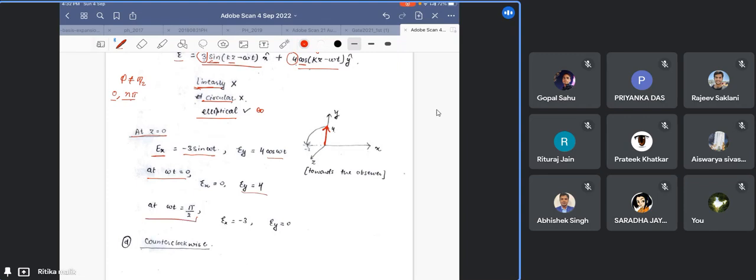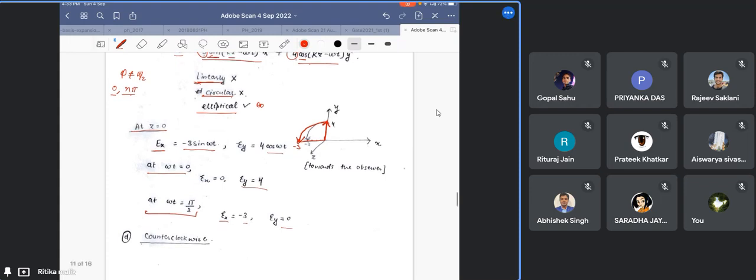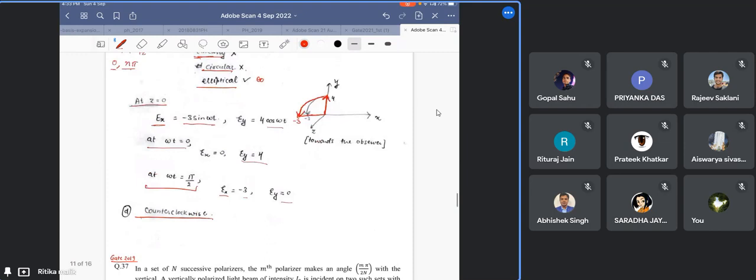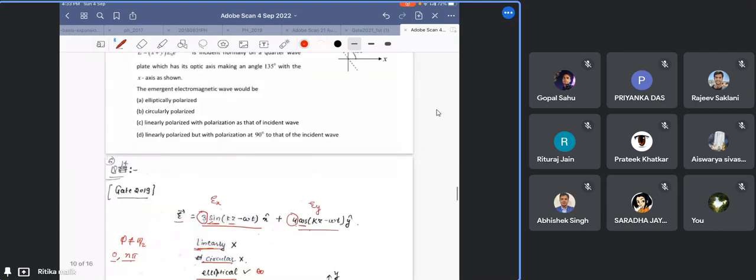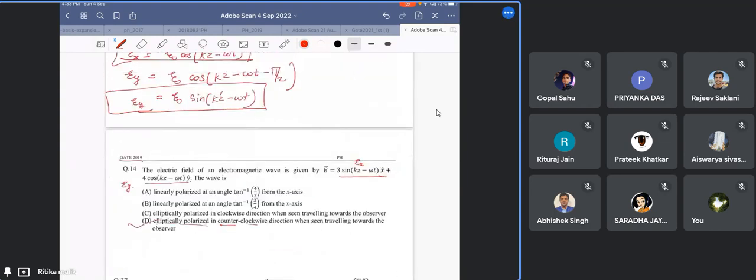As time increases, when omega t becomes pi by 2, Ex will become minus 3 and Ey will become 0. That is, it is moving in this direction, towards minus 3, with time. If you look at this direction, this is the counterclockwise direction. So the right answer is D. It is elliptically polarized light in the counterclockwise direction when seen traveling towards the observer.